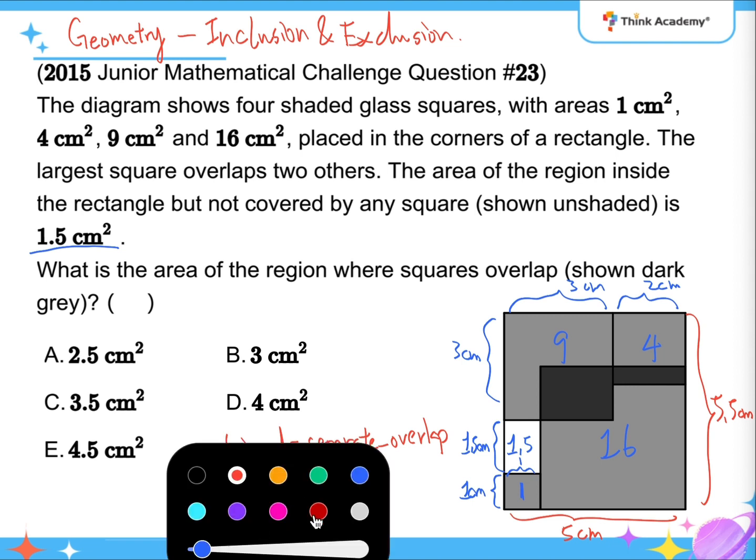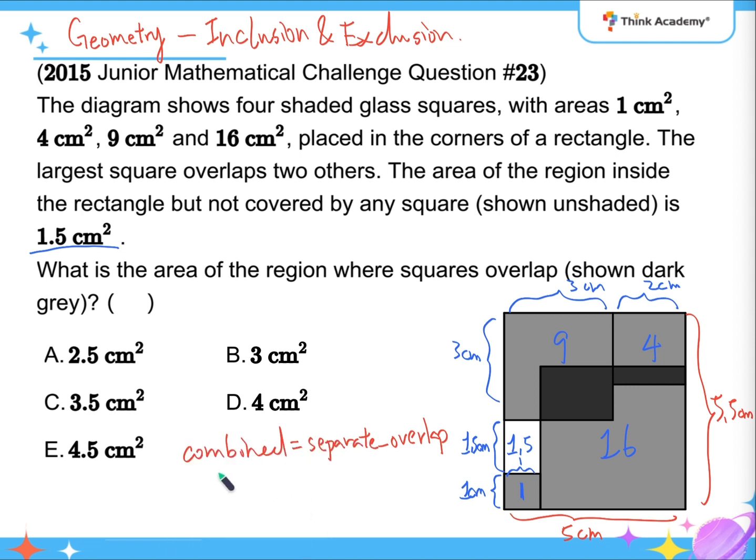So now we can do the analysis for the inclusion and exclusion principle. For the combined part, we can see that it's the area of the rectangle except the blank part, right? So you have 5 times 5.5, take away 1.5. And that's going to be 26 centimeters squared. For the separate part, it is going to be 1 adding 4 adding 9 adding 16, because that's the separate area of the 4 squares.